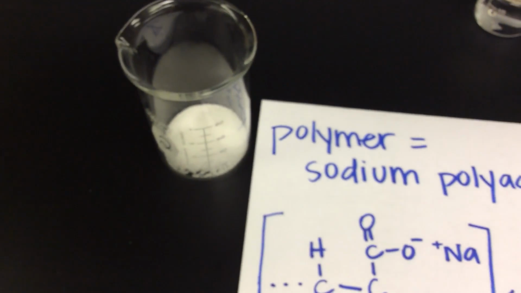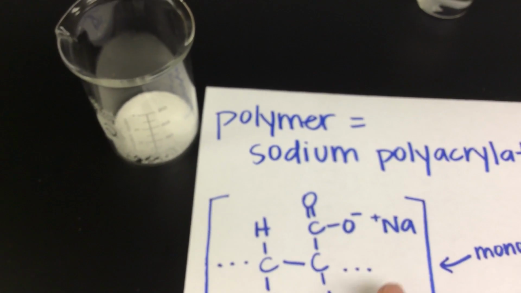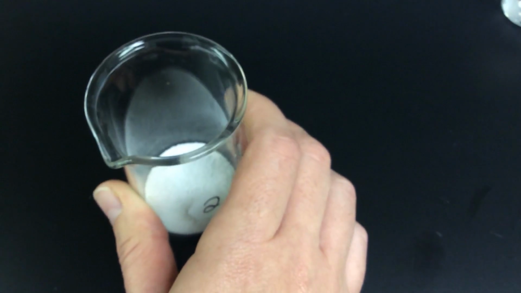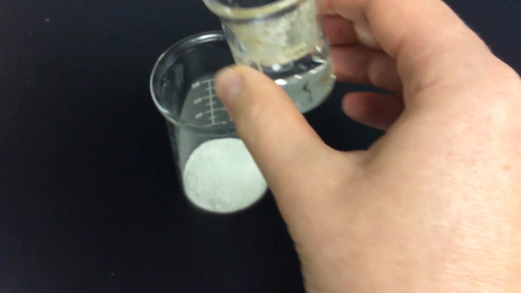And I can help you get some of this. You can purchase it online, or you know what else you can do? You can take a diaper and cut it open, because that's one of the components in diapers. And so this is a neat substance because it'll absorb lots and lots of water.